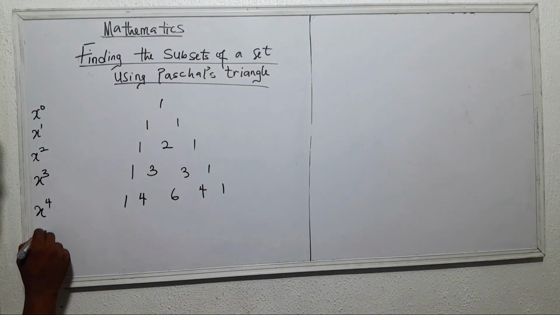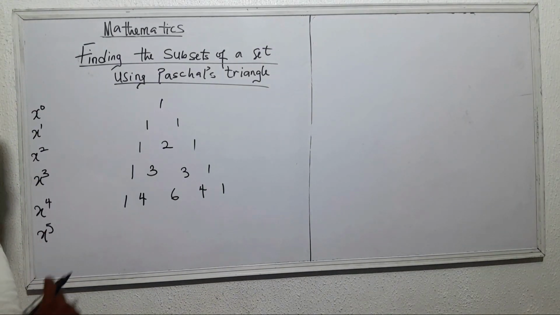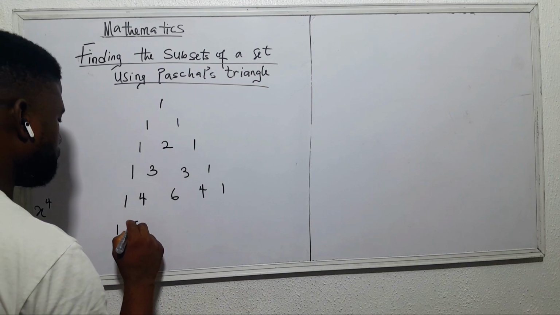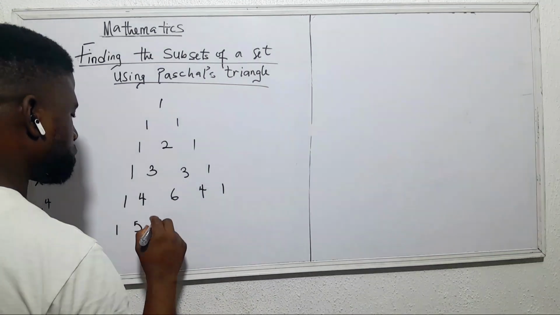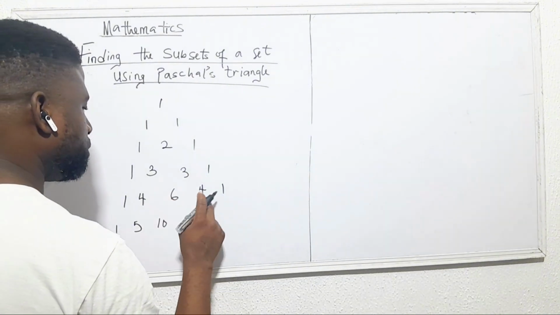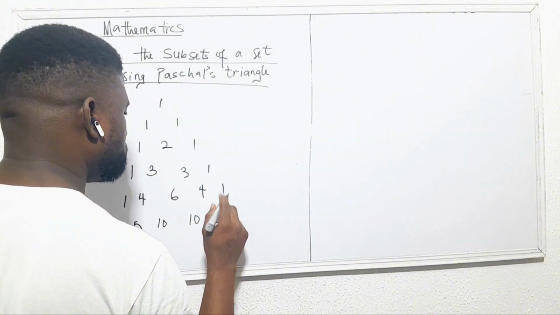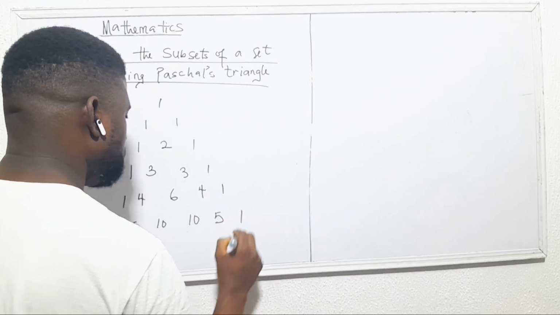To form the next row, which is x raised to the power 5, we have nothing plus 1 gives us 1. 1 plus 4 gives us 5. 4 plus 6 gives us 10. 6 plus 4 gives us 10. 4 plus 1 gives us 5. 1 plus nothing gives us 1.